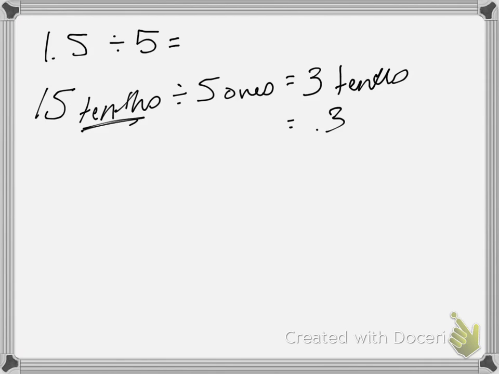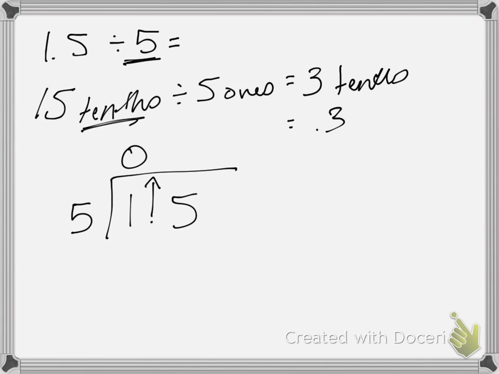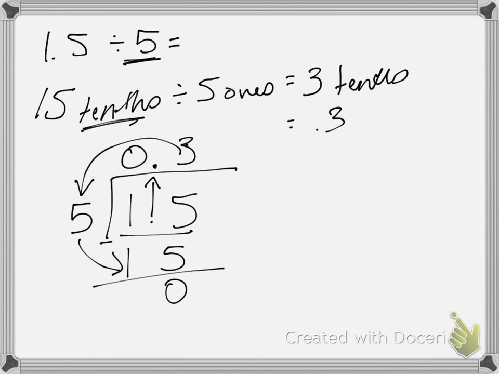And again, we can use standard algorithm. 5 is our divisor. 1 and 5 tenths is our dividend. Are there any groups of 5 in 1? No. We bring the decimal straight up from its place. Are there any groups of 5 in 15? Yep, there's 3. So 3 times 5 is 15. We then subtract, and we get 0. We can't bring anything else down. So we're left with 3 tenths.